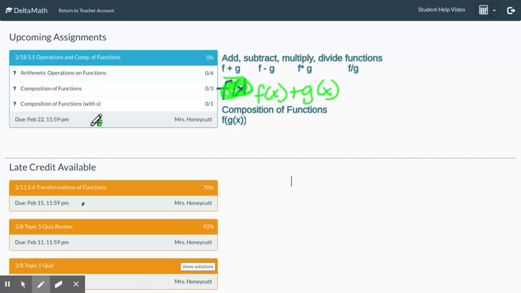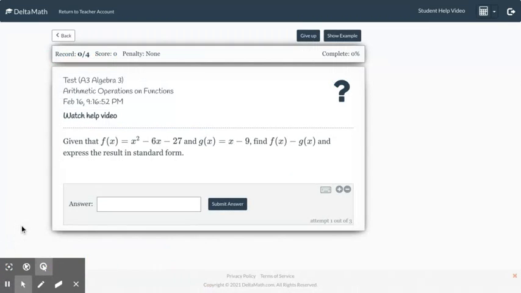So we'll work through some of these. You have one section where you have to do add, subtract, multiply, divide, then 2 sections dealing with compositions. So let's get started. All right, in this first example, they want me to subtract, and I can tell they want me to subtract because they want me to find f of x minus g of x.